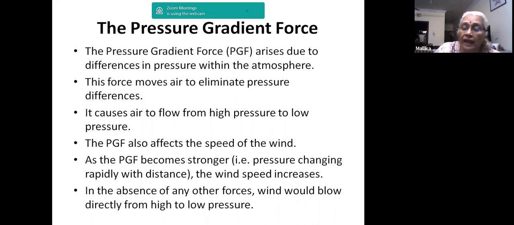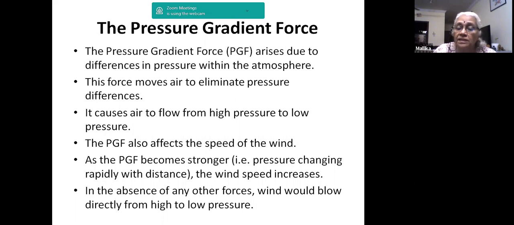Then, there are other forces in play here that affect not only the velocity but also the direction of the wind. If there are no other forces, wind will normally blow directly from high pressure straight to low pressure, but that is not what is happening. Except for land and sea breezes.